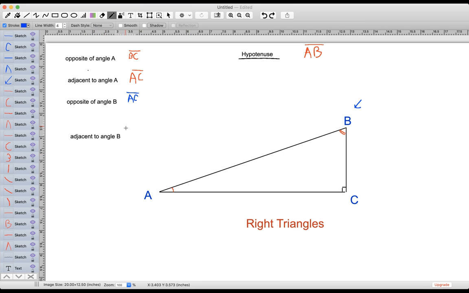If I wanted the adjacent side to angle B, the adjacent side to angle B is always the angle itself connected to the right angle, the little square. So I'm going to go from B down to C, or its side BC would be the adjacent side to angle B. So you'll notice it changes. For A, the opposite side is BC, but for angle B, BC is the adjacent side. It depends on which angle you're looking at.